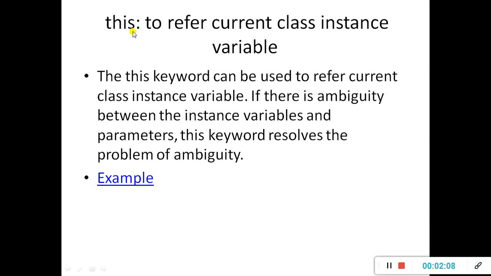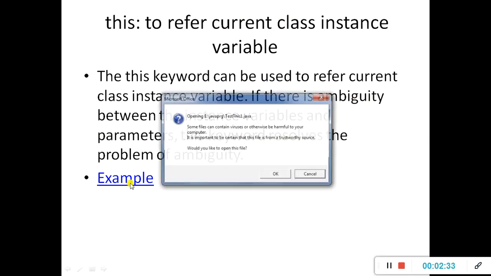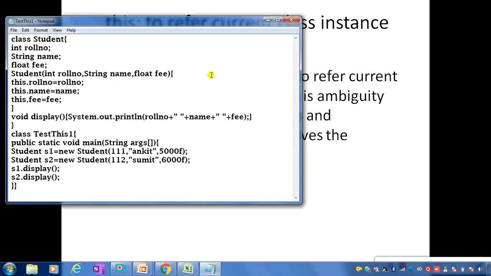Okay, now one of them was, this is used to refer current class instance variable. The this keyword can be used to refer current class instance variable. If there is ambiguity between the instance variables and the parameter, this keyword resolves the problem of ambiguity. Okay, so just keep in mind it refers to the current class instance variable. So just see an example of it.